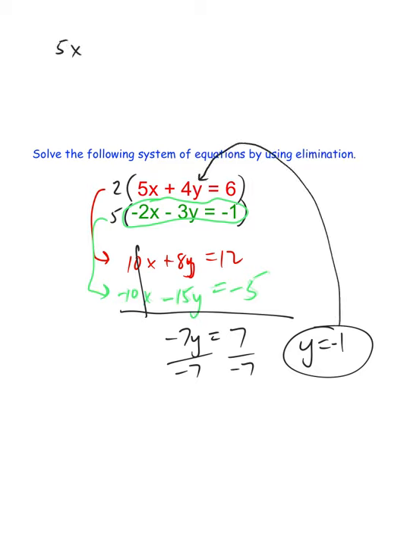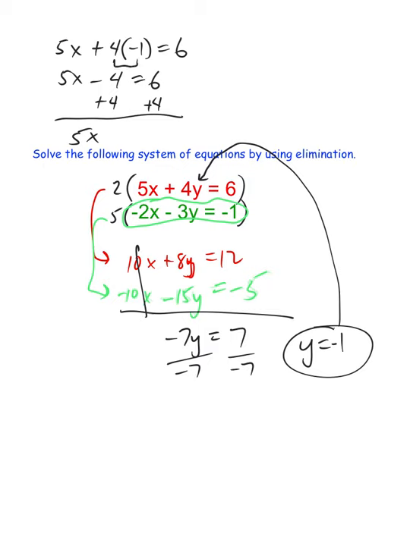So that gives me 5x plus 4 times negative 1. Again, that's because the y was negative 1, equals 6. So that's 5x minus 4 equals 6, plus 4 on both sides. And again, that's now minus 4 because 4 times negative 1 is a negative 4. So I just changed it to a minus rather than being plus a negative. 5x equals 10. Divide by 5 on both sides, so x equals 2. So my final answer after all that work is 2, negative 1.